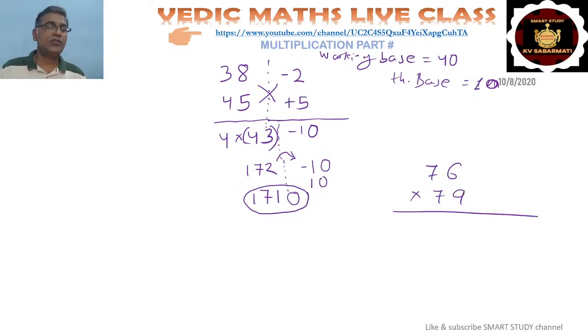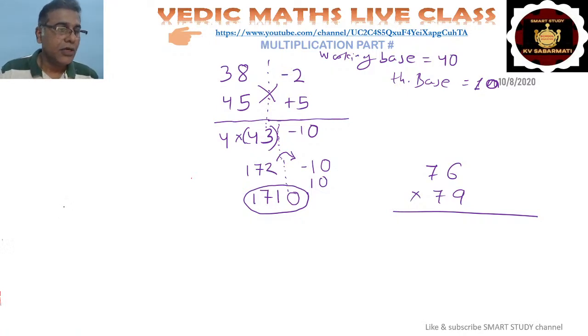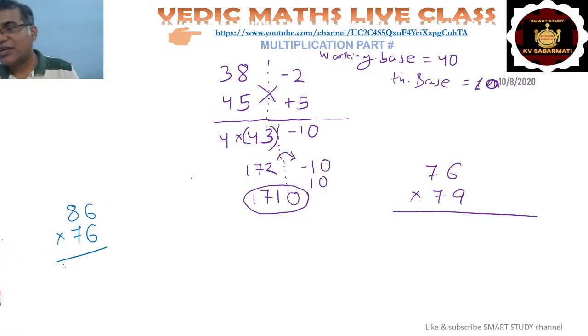Okay, let us do one more question. Choose another color. Okay. Now find out 86 into 76. Find out 86 into 76. This will be how much?